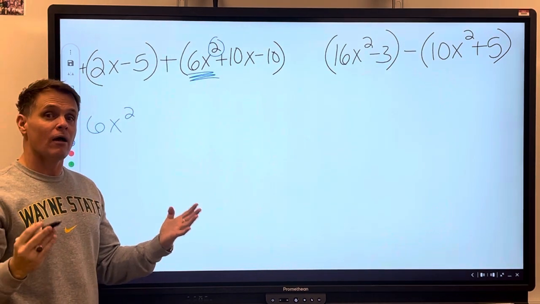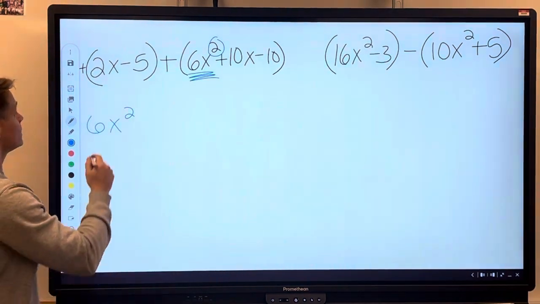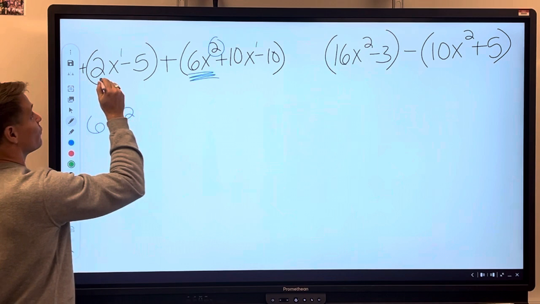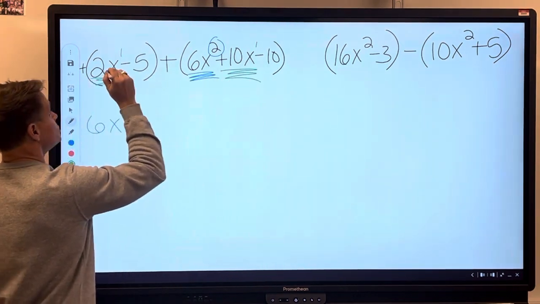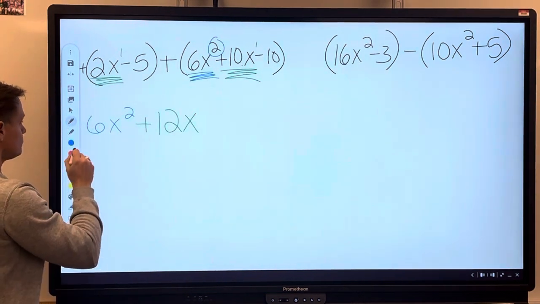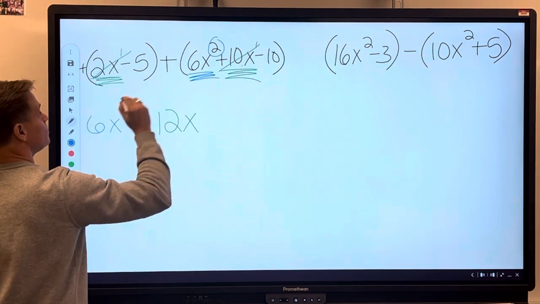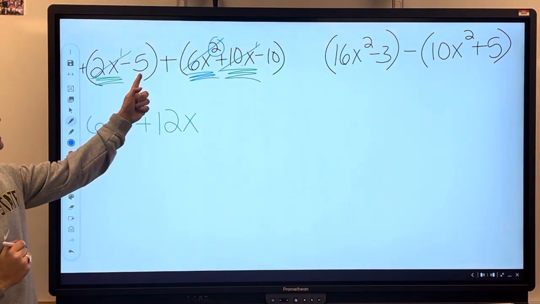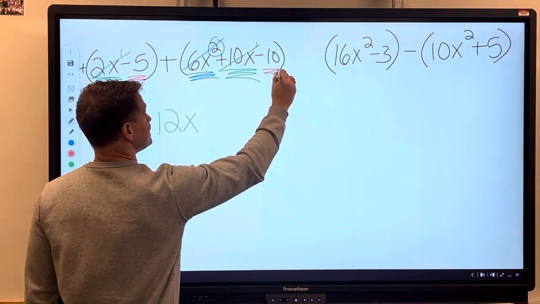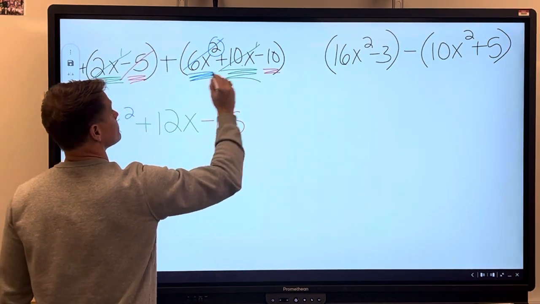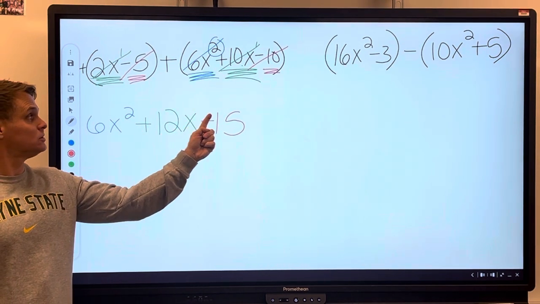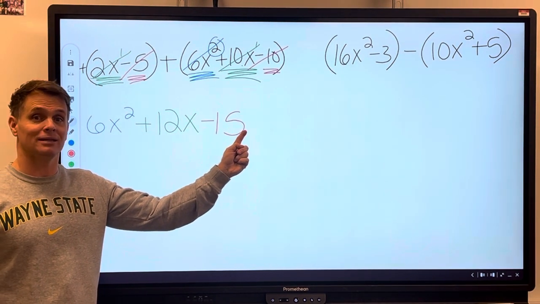Now, are there any variables that have x to the first? Yeah, here we have 2x to the first, and 10x to the first. Those are like terms. 2x plus 10x is 12x. So those are done. I'm going to cross those out. What's left? -5 and -10. Those are like terms. -5 minus 10 is -15. That's in standard form. Highest exponent to lowest, and then the numbers by itself at the end.